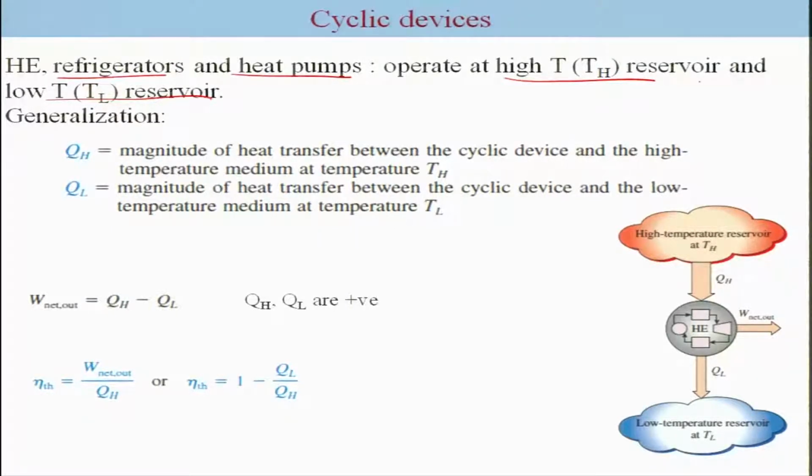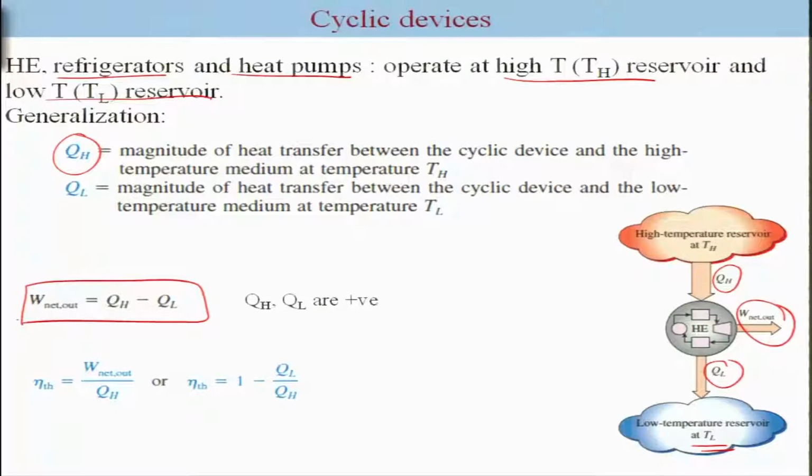So, in general we can generalize that QH is the magnitude of heat transfer between the cyclic device and the high temperature medium at temperature TH, okay. And similarly, QL is the magnitude of heat transfer between the cyclic device and a low temperature reservoir, okay. And W net out would be simply QH minus QL, both are positive, okay. So, this is a generic definition as far as the reservoirs are concerned for all these cyclic devices, okay. And eta will always be less than 1.